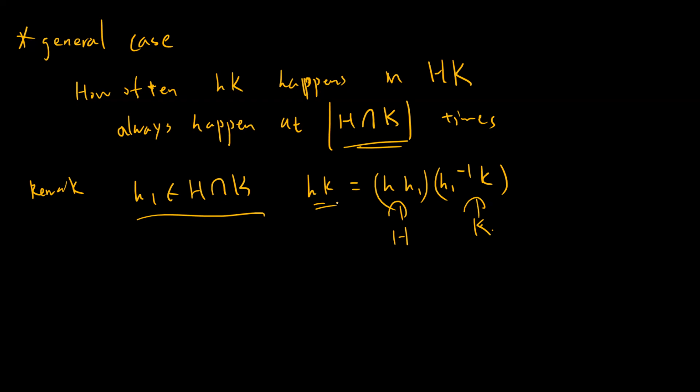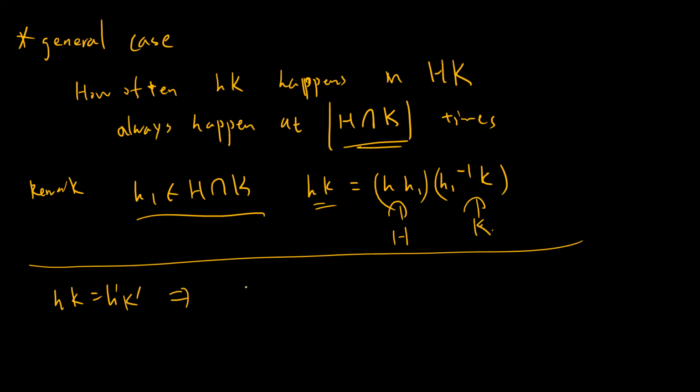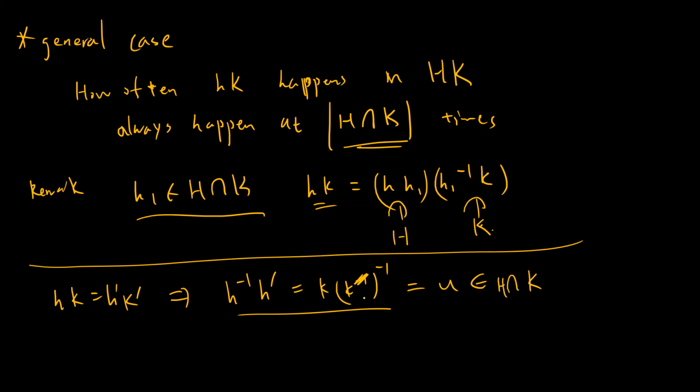Okay, so this is the one direction. The other direction is that suppose you get hk equals h prime k prime, then you always have h inverse h prime equals k k prime inverse, right? Just write down. So from here you call it u, right? So you know that now u is in H intersection K because this is in H, this is in K. Okay, so that means if you have any collision, then you are already counting it in this way.